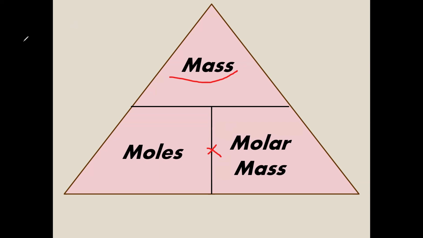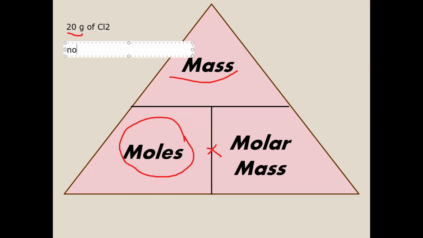For example, if you need to know the number of moles in 20 grams of chlorine. So you have the mass, this is the mass. And you need to calculate the number of moles. How do you calculate the number of moles? The number of moles will equal the mass divided by the molar mass.